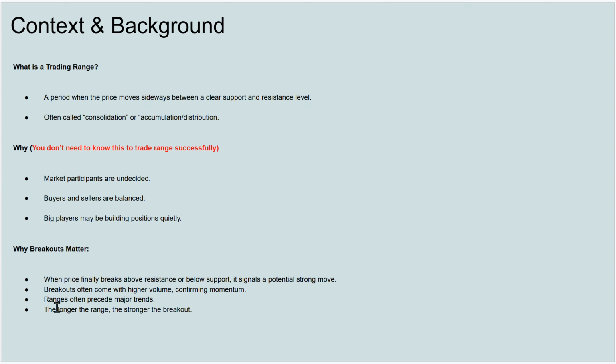And ranges often precede a major trend. The longer the range, the stronger the breakout could be. Because if you imagine a range of, let's say, 2-3 hours in day trading, it potentially has more upside or downside move than a range of, let's say, 30 minutes. So that's about the context and background. Let's go to the next slide.